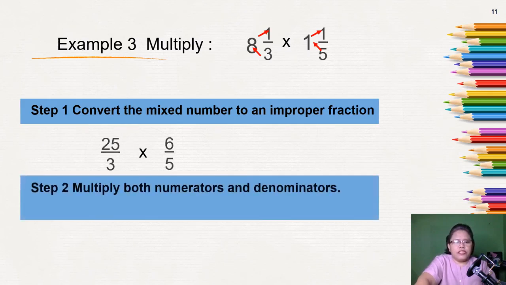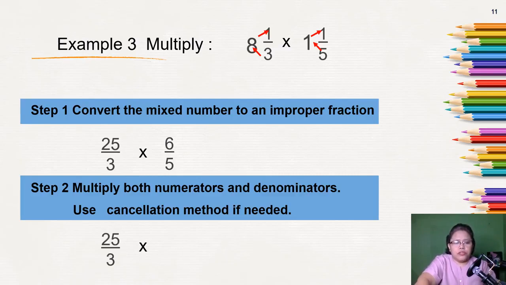Okay? And then step number 2, multiply mo na sana. Kaya lang, kung pwedeng i-cancel, cancel muna natin. So multiply both numerators and denominators. Use cancellation method if needed. So 25 over 3 times 6 over 5. Ang pwedeng i-partner dito is 6 and 3 kasi pwedeng i-divide ng 3 ang dalawa. Tapos yung 25 at saka 5 ay pwedeng i-divide by 5.